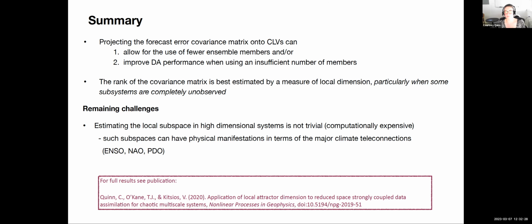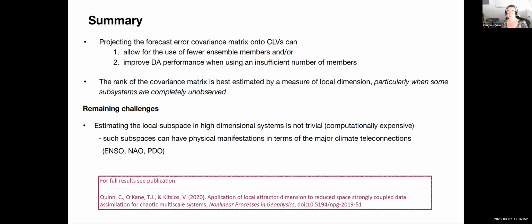And then the other thing was that the rank of this covariance matrix is best estimated by that measure of local dimension. And I put this in italics because I didn't really show this, but particularly when some subsystems are completely unobserved. So I would point you to the paper if you want to see some more results based on the different subsystems we chose for our observations.